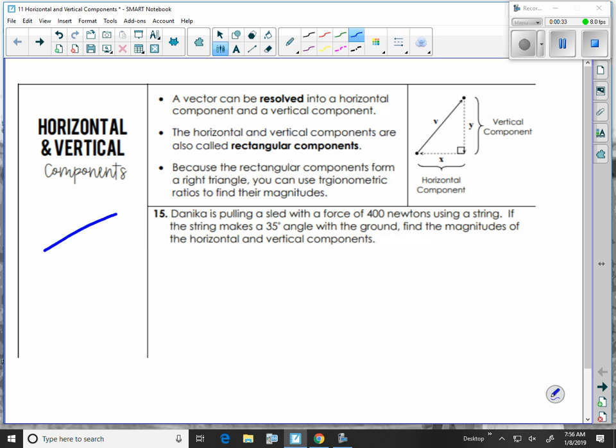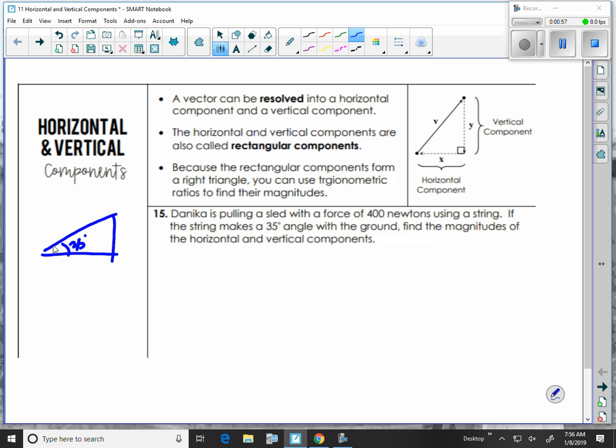Let me try that again. So here's our ground. Okay, here's our 35 degrees. Okay, and then we have the incline, or the hill. Or I'm sorry, the string makes a 35-degree angle, that's fine, same thing. It says find the magnitudes of the horizontal and vertical components.